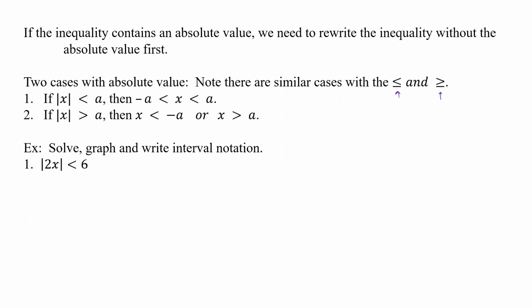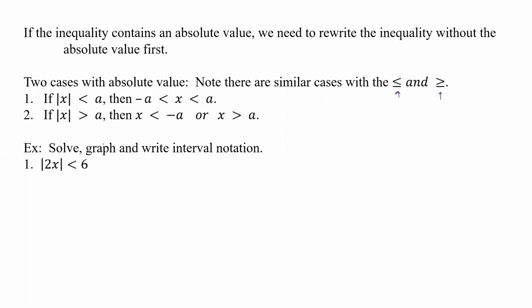Now, if the absolute value of x is greater than a, what we end up with is two different inequalities. We have one where x is less than negative a, then we have or. Now remember, the less than case is tripartite, so it's an and. Now we have or x is greater than a. So we have kind of this split like this, okay?